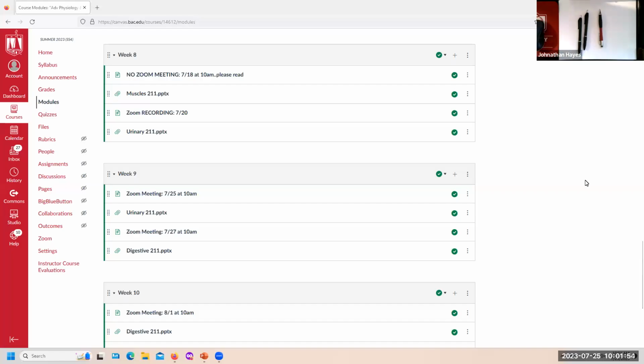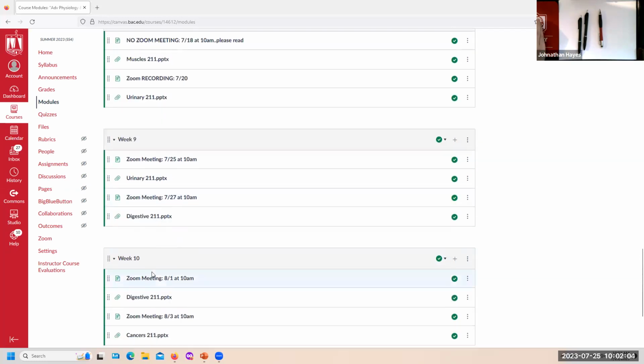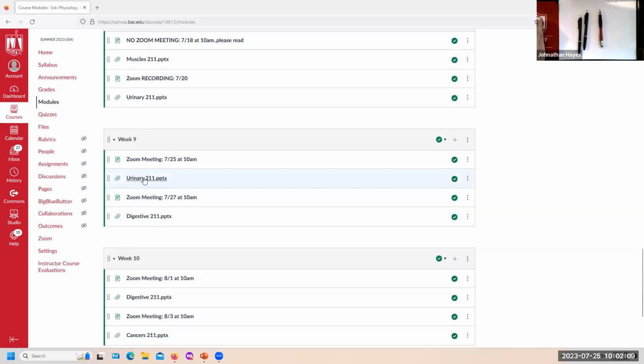And picking up where we left off last week, we are now on module 9, only one more week to go after this. And it's really just going to be kind of a partial week next week. So today, let me explain where we are, where we have been, and where we're going. We're going to be working on kind of the pathophys of the urinary today.